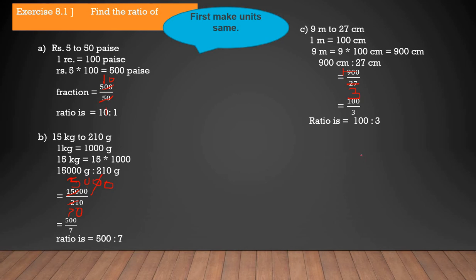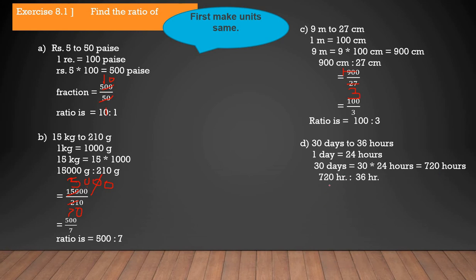Next term is of days and hours. As you all know, 1 day is equal to 24 hours. So 30 days will become 30 into 24, that is 720 hours. So write it in the fraction, that is 720 upon 36. If you divide it further, 36 twos are 72. So my ratio is 20:1. Like this you can solve these examples, but before that don't forget to make the unit same. But representation should be like this.